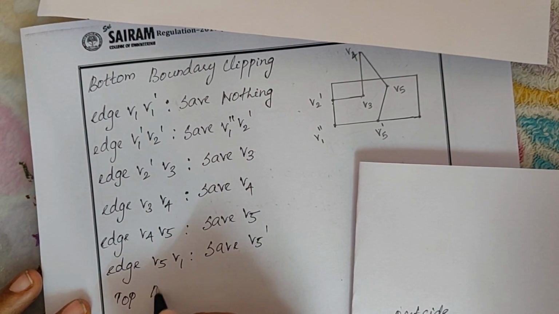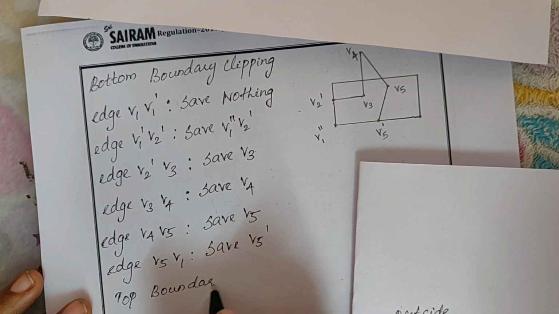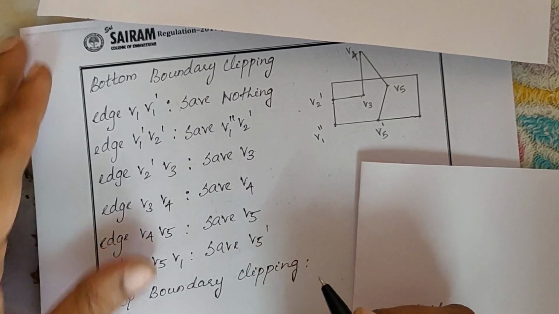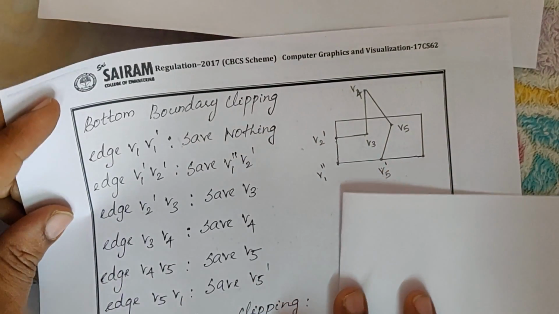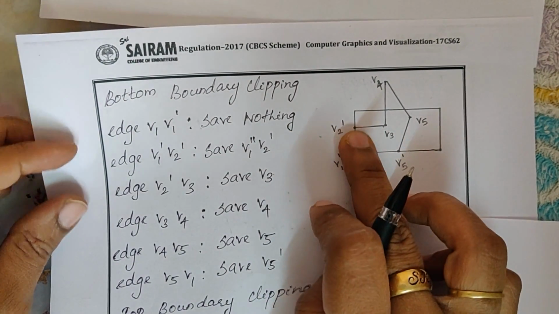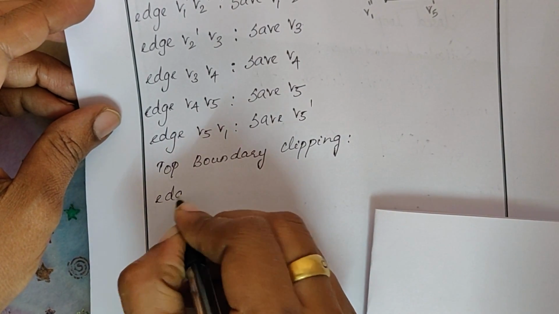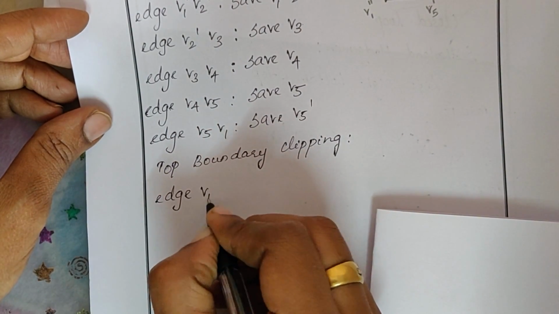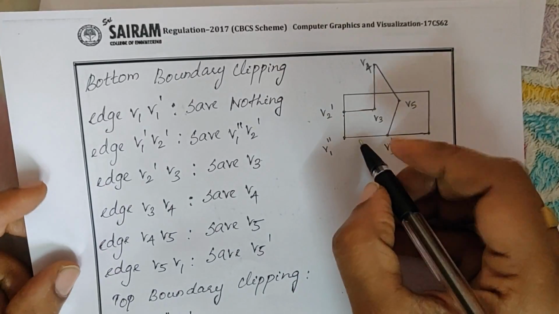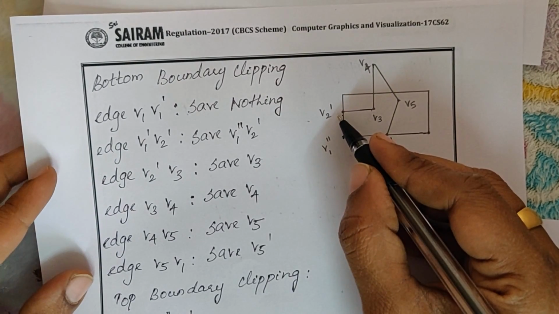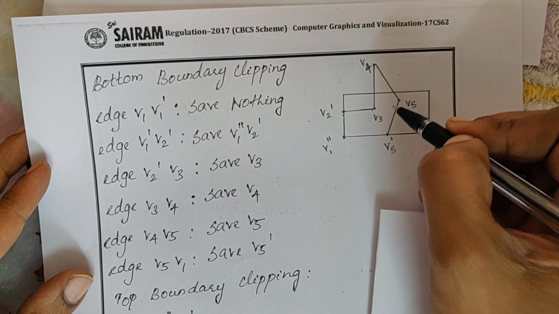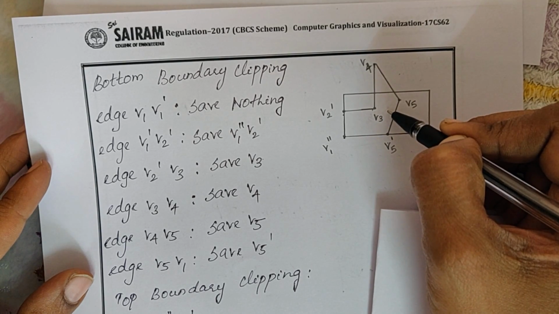Top boundary clipping, right? So in top boundary clipping, what should be my first edge? Edge V1 double dash, V2 dash. Now coming to this edge, this is my top boundary. This region is outside of my top boundary and this region is inside of my top boundary.